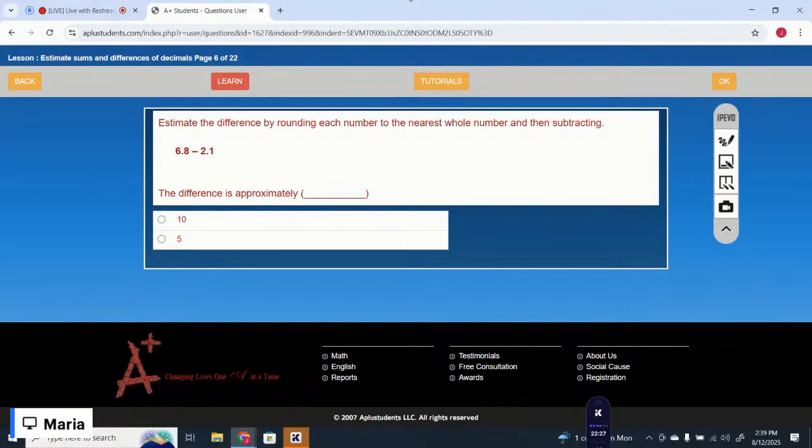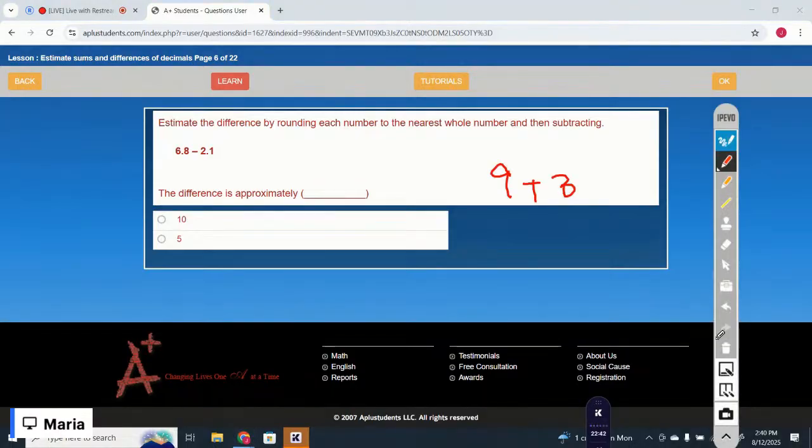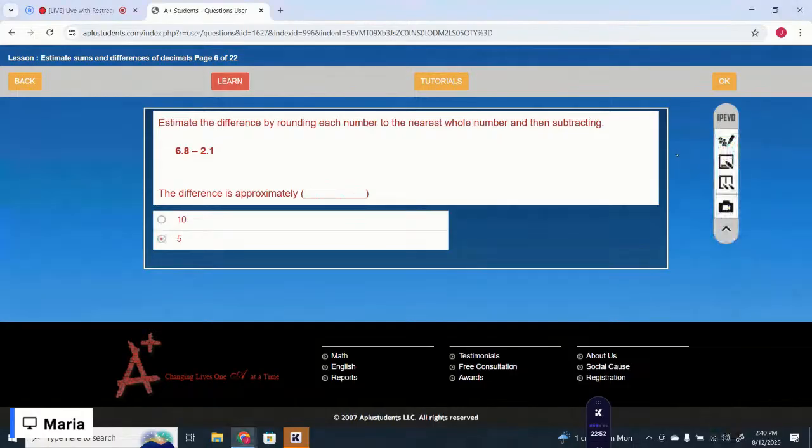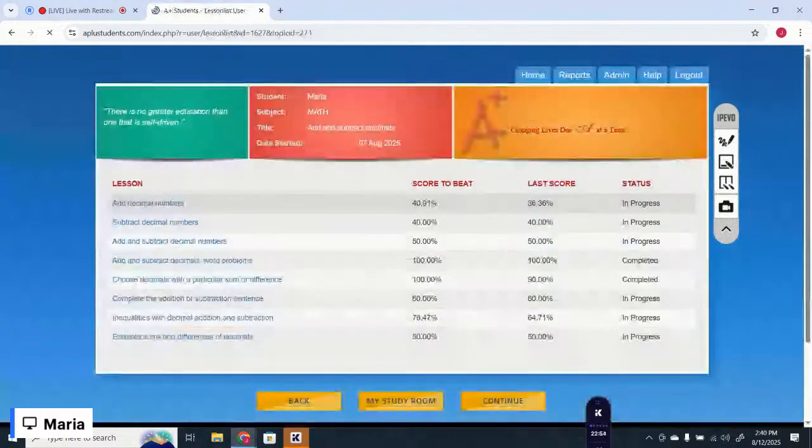6.8 minus 2.1. 6.8 is rounded to 7 and 2.1 is rounded to 2. So 7 minus 2 is 5. Option number 2 is the correct option. Okay, you can complete the lesson by yourself later today.